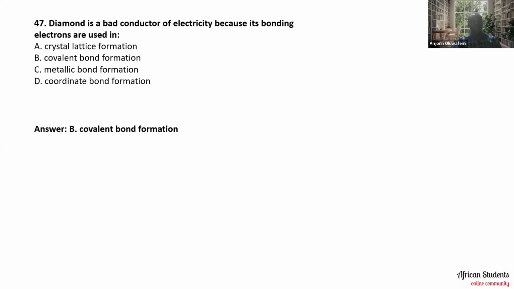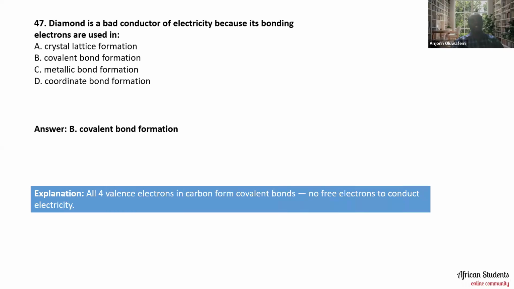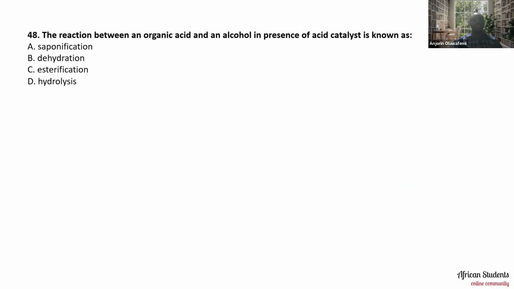Diamond is a bad conductor of electricity because the bonding that exists between the electrons is covalent bond formation. So all 4 valence electrons in the carbon atom form covalent bonds, with no free electrons to conduct electricity. So that's that for that.